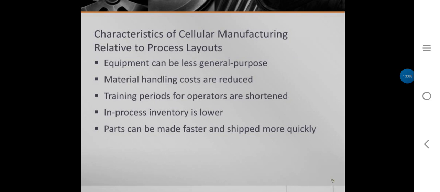In cellular manufacturing, techniques can be used for the product layout and the process layout. The characteristics of cellular manufacturing relative to the process layout: equipment can be less general purpose, material handling costs are reduced, training periods for operators are shortened, and in-process inventory is lower. Parts can be made faster and shipped more quickly.